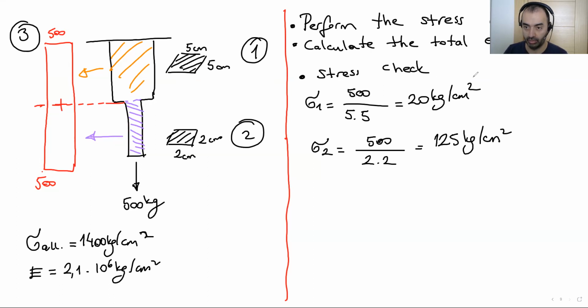Both stresses, yes, we have a higher stress than sigma 1, but both of them are less than allowable stress.